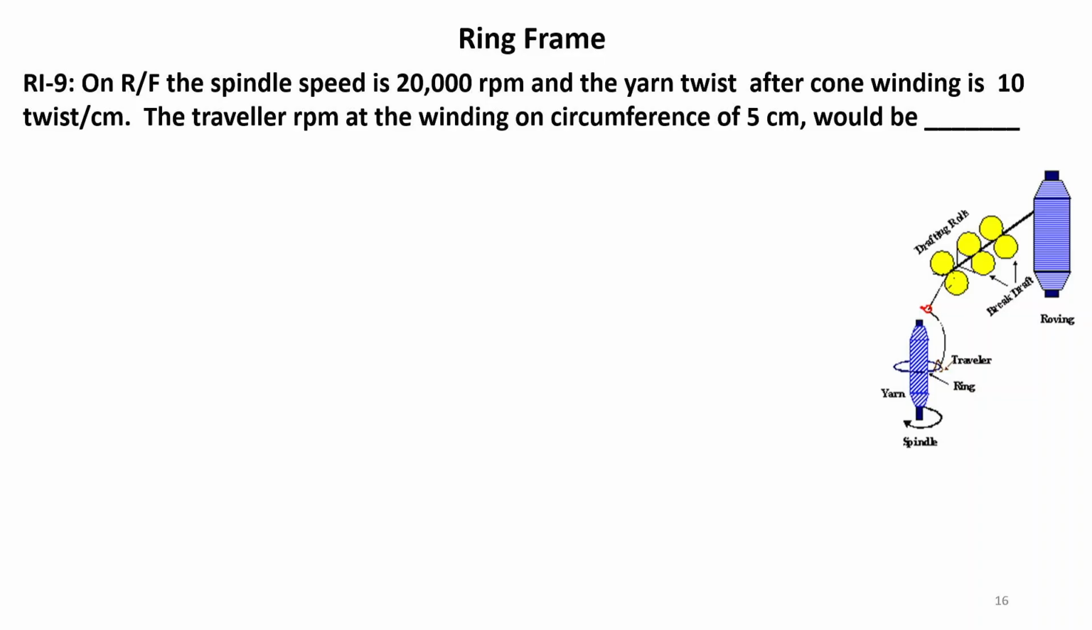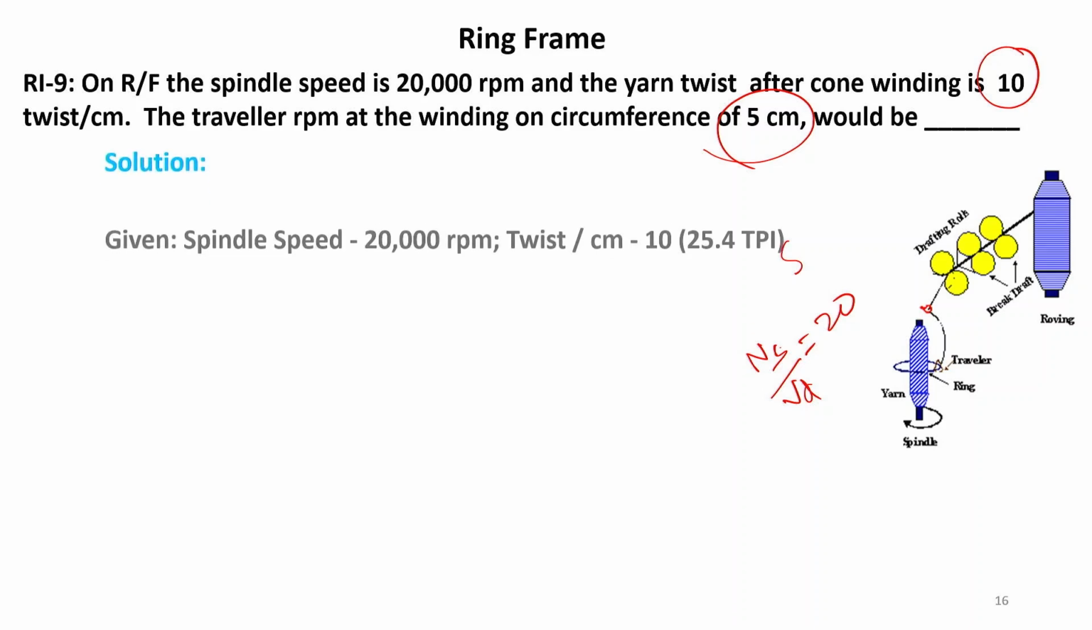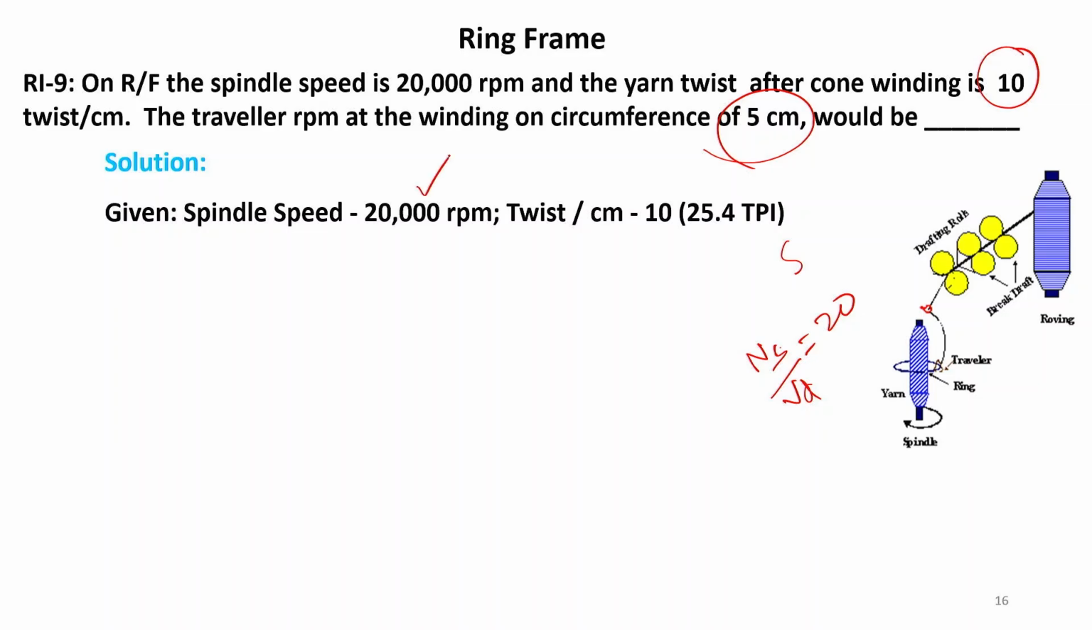On a ring frame the spindle speed is 20,000 rpm, the yarn twist after cone winding is 10. That means after cone winding we will take Ns by Vd equal to 20, twist per centimeter, traveler rpm at the winding circumference of 5 centimeter. So, that is the winding circumference, not the diameter we are talking about. So, we have to calculate the diameter of the bobbin at that point. So, spindle speed is 20,000. So, twist per inch is 25.4 twist per inch. So, winding circumference is 1.97 inch, that is 5 centimeter.